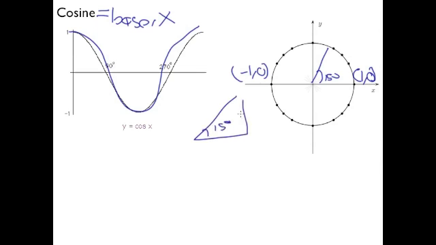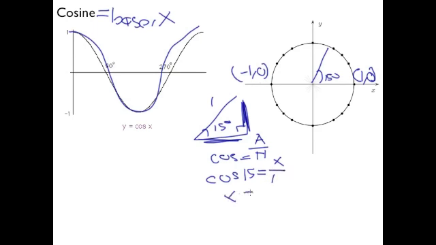But this time, instead of finding this one here, this is the sine value. This is the height, which we found last time. This time we're looking for the base, because this is cosine. So cosine equals adjacent over hypotenuse. So cosine of 15 degrees equals x over 1. And the answer would be x equals 0.97.